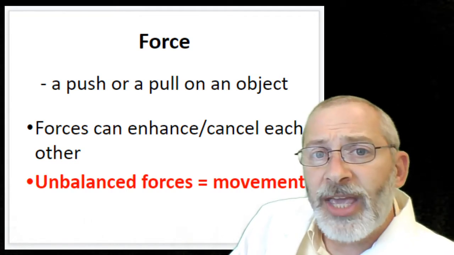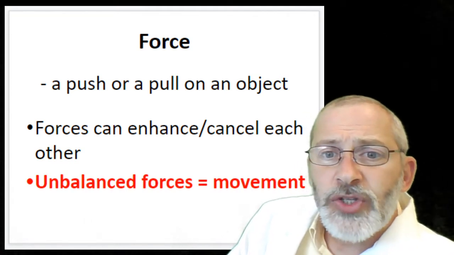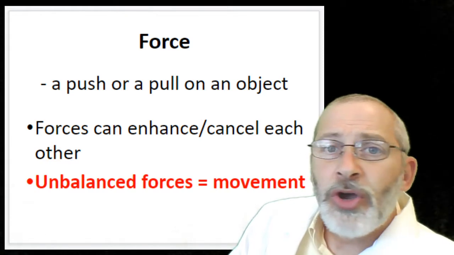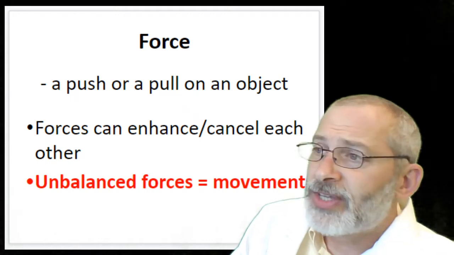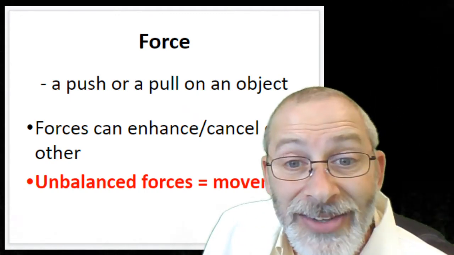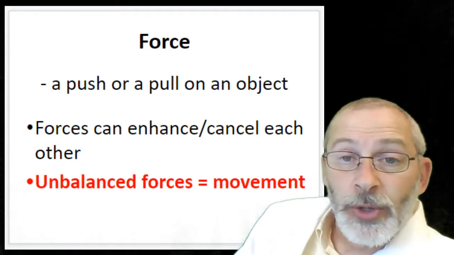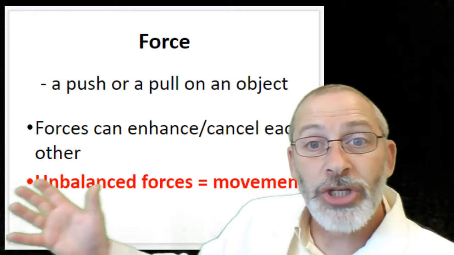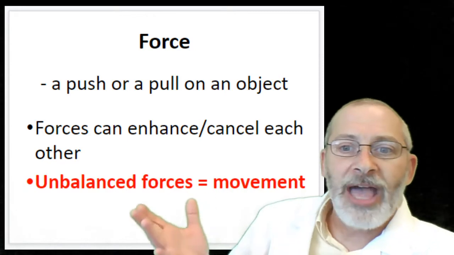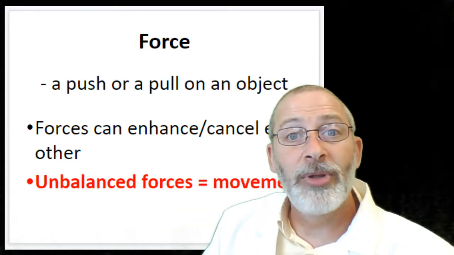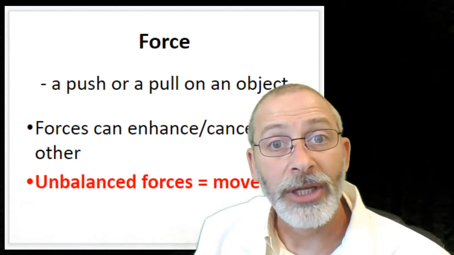You see, in the first case, the forces were totally canceling each other out, and so there was no movement whatsoever. The object stayed still. But in the second example, there were unbalanced forces. There was a greater force in one direction than there was in another direction, and that caused movement. Just like in the example of the tug of war earlier.